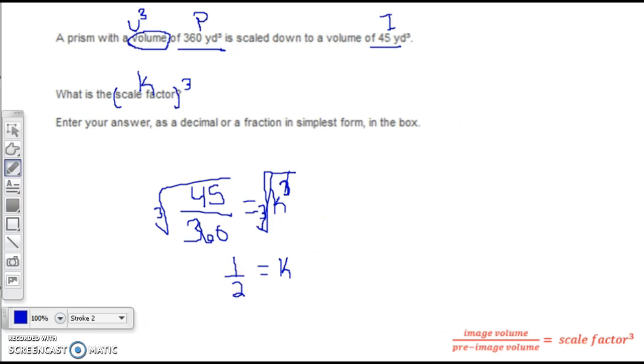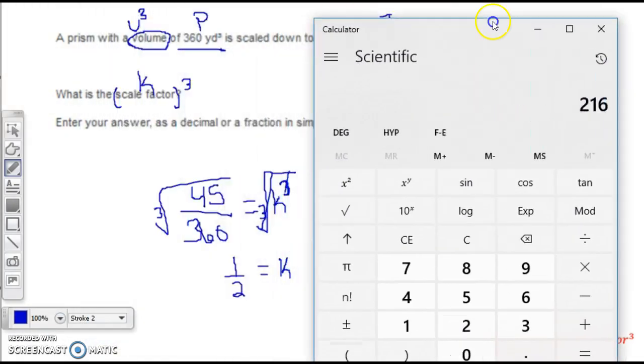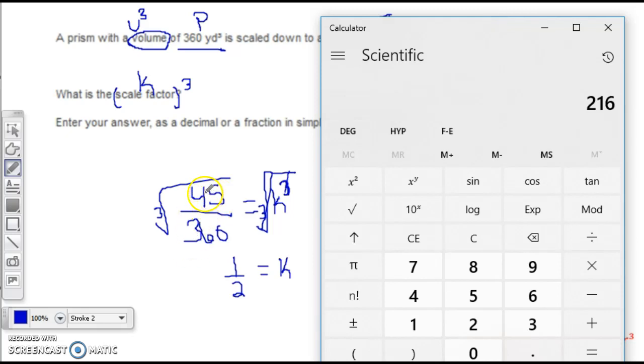If you have a computer calculator, you can still get there. It's just not quite as pretty. There we go. So for the computer calculator, you would first want to do 45 divided by 360. So 45 divided by 360 equals. And then you would want to take the cube root of 0.125.